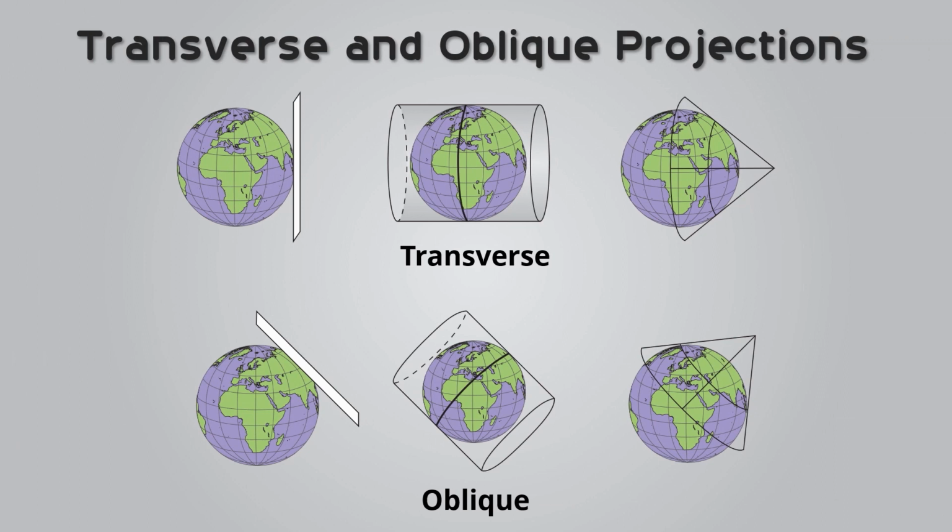Transverse and oblique projection. Transverse and oblique projection are merely derivatives of the three types of projection discussed before. It is also common in aviation. However, the use is limited to a single route or a small region. You don't have to study this projection in detail as it is not called for in the syllabus. It is enough that you know that it exists.